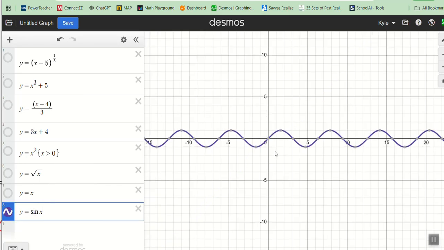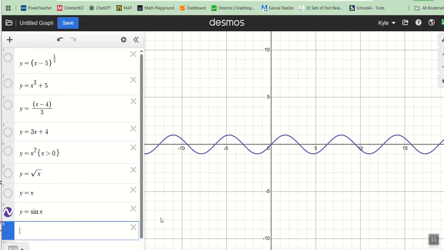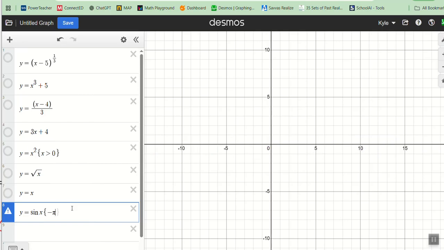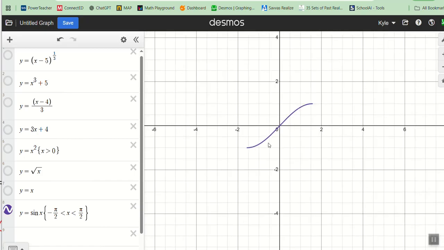Is this 1-to-1? No. Convince me. A horizontal line touches more than once. Okay. Is there a section of it that is 1-to-1? Yes. So you're probably not super up to speed with all your trig stuff, and that's okay. What if I did from negative pi halves to pi halves? There you go. Is that 1-to-1? Yeah. And you guys have already seen a little bit of this trig stuff. That one does pass the horizontal line test now.